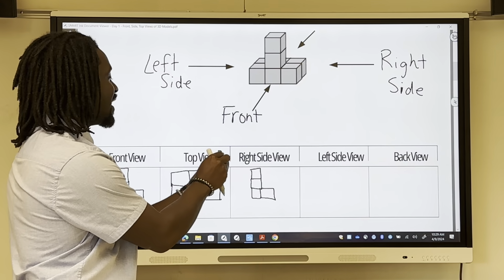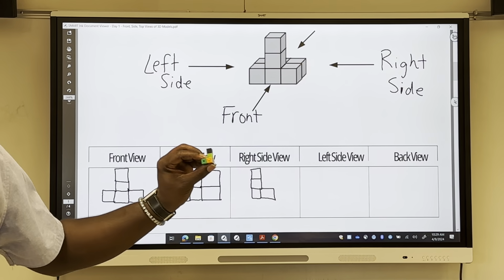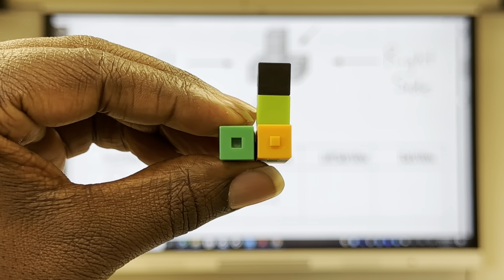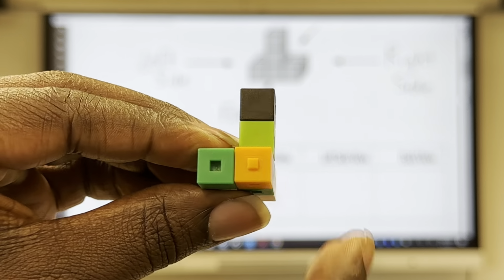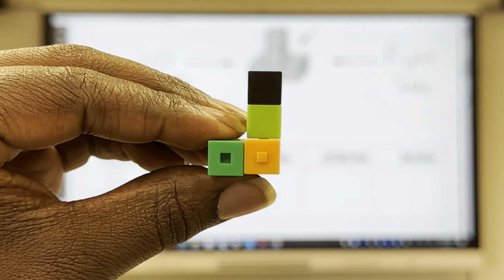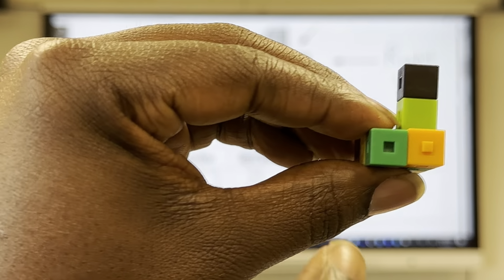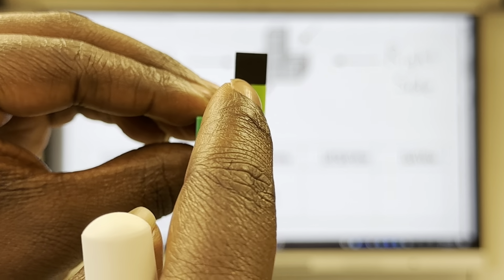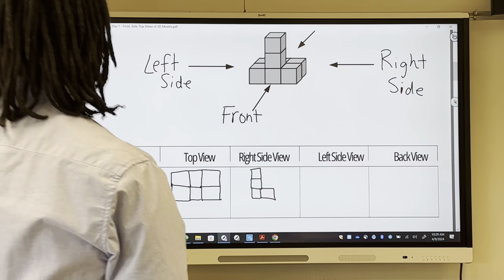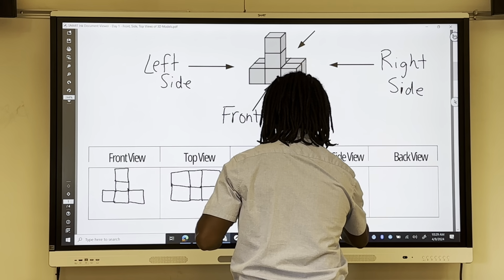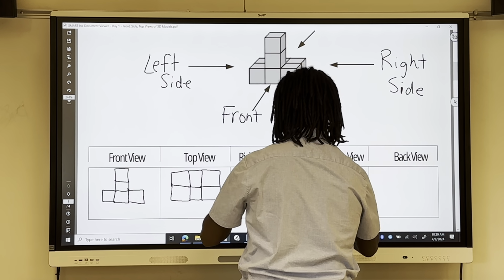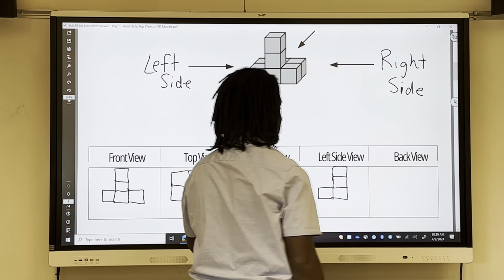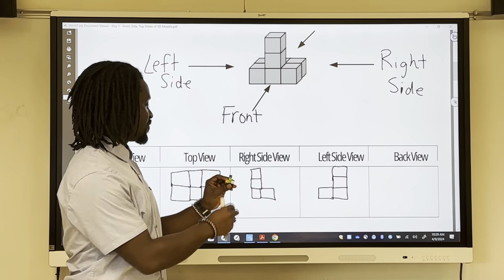Now let's look at the left side view, okay? The left side view looks like this. It looks like a backwards L. I have my 1, 2 across, and then it goes up 1, 2, 3. So my left side view would be 2 across, and then 3 high. Okay, so that is my left side view.